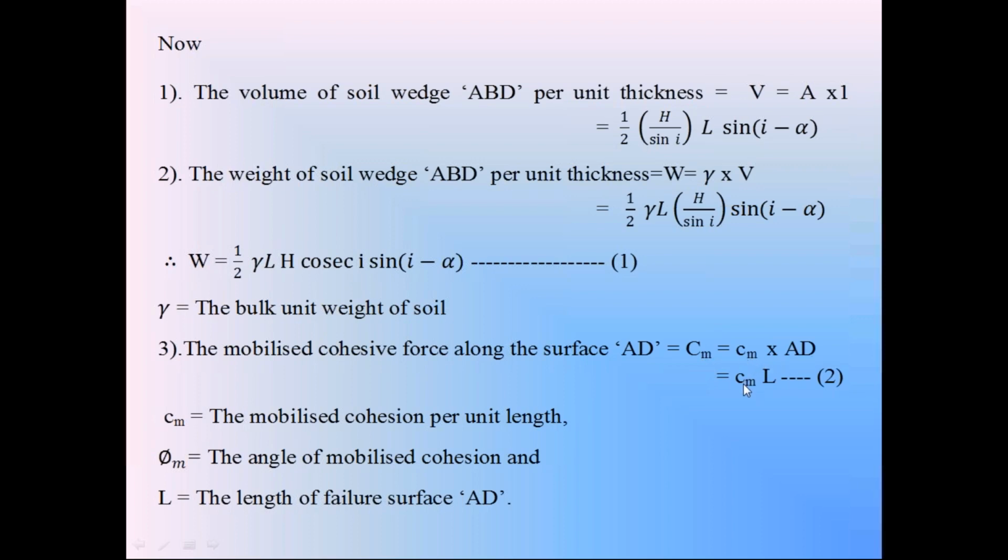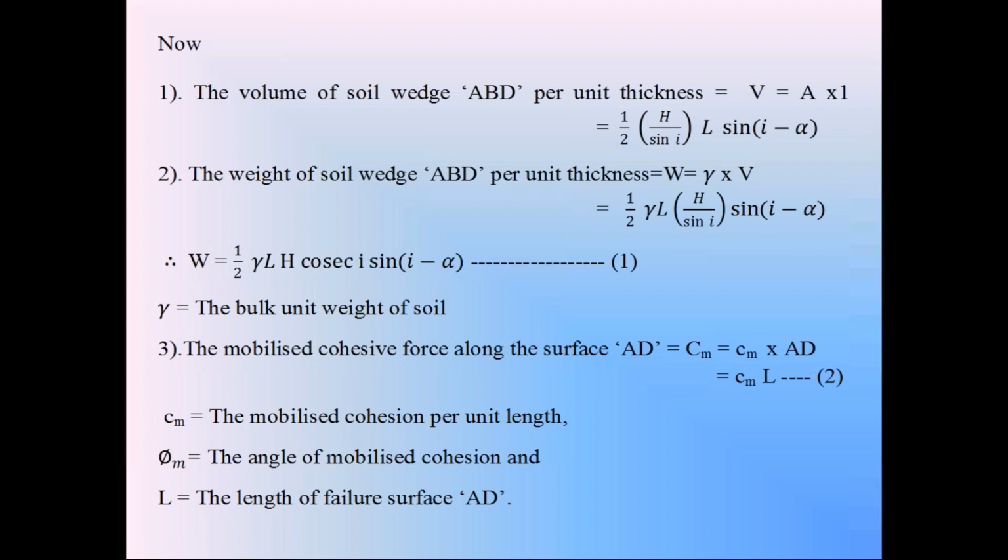Small cm is called the mobilized cohesion per unit length. L is the length of the surface AD. This is the total mobilized cohesion developing in the soil wedge at the instant of failure. So here this capital Cm is the total mobilized cohesion, unknown value. So don't confuse about this. This is an unknown force, but it is developing in the soil wedge at the time of failure.